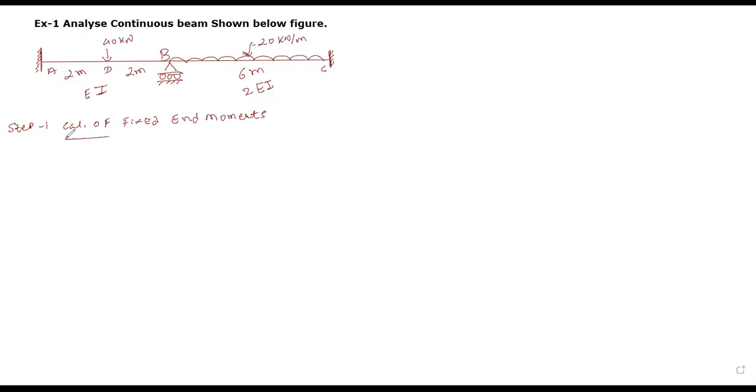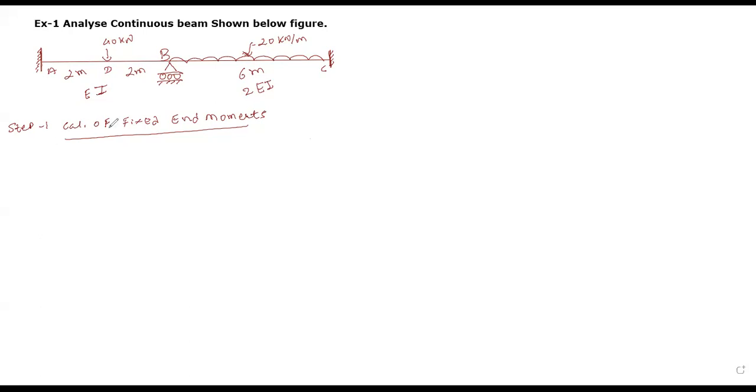Now, to calculate fixed end moments, whatever spans are given in the data, we will consider separately. Now, please tell me how many spans are there in the given data? Two spans. One is A to B, another is B to C. Now, I am drawing the sketch for your basic understanding only. This sketch does not need to be drawn in the examination, or once you are familiar with the method, it is not required. Right? So I am considering span AB.